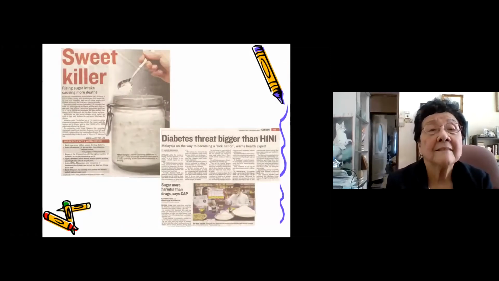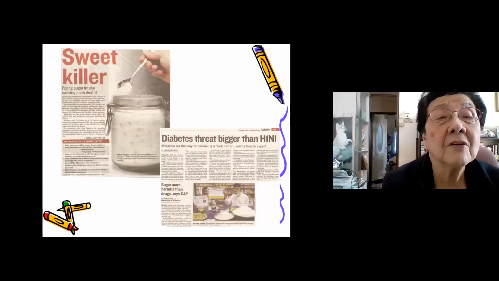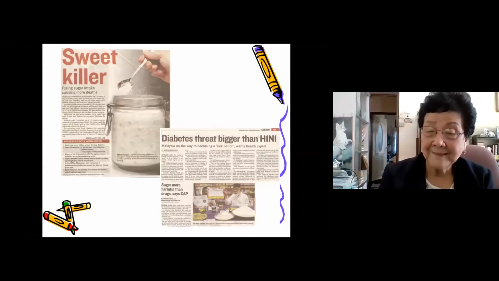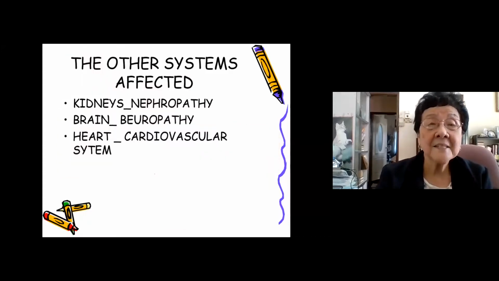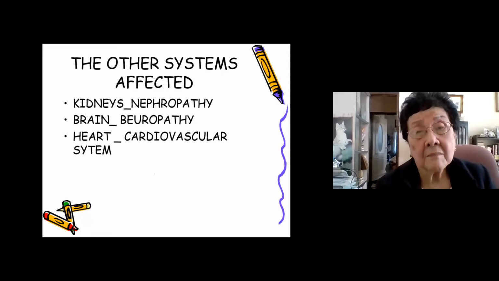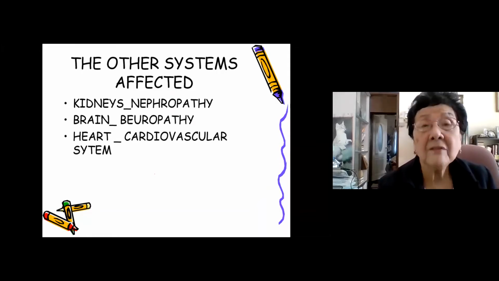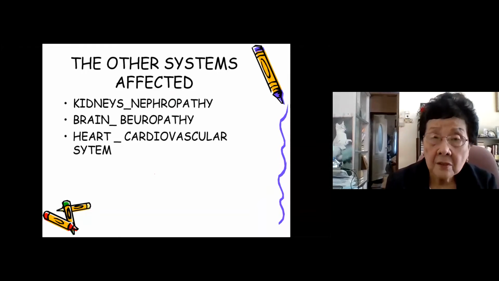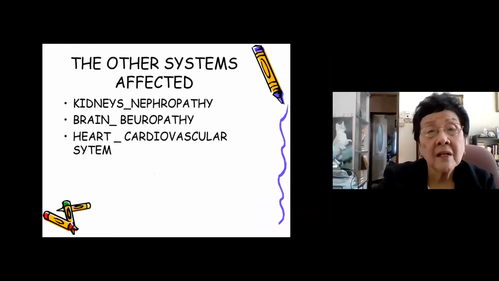And the sweet killer I want to share with you is that rising sugar intake causes more deaths. And all these are in the STAR and so on. You know, the diabetes threat is bigger than any other thing. The other systems affected are the kidneys, nephropathy. Your brain will get neuropathy. You can get vascular microinfarcts in the brain itself. And you can get the development of slow dementia, unnecessarily started because you have diabetes and do not have it controlled. The heart itself, you can have cardiac complications.